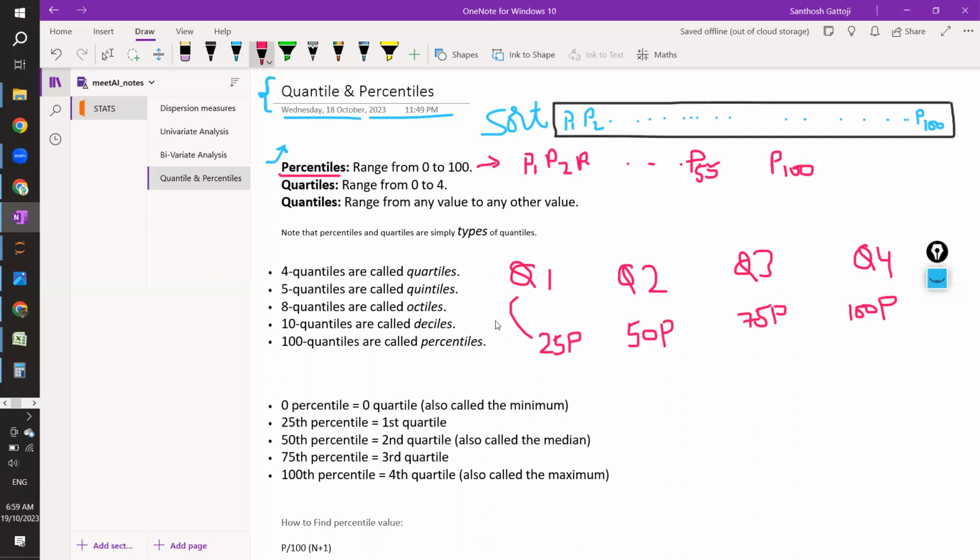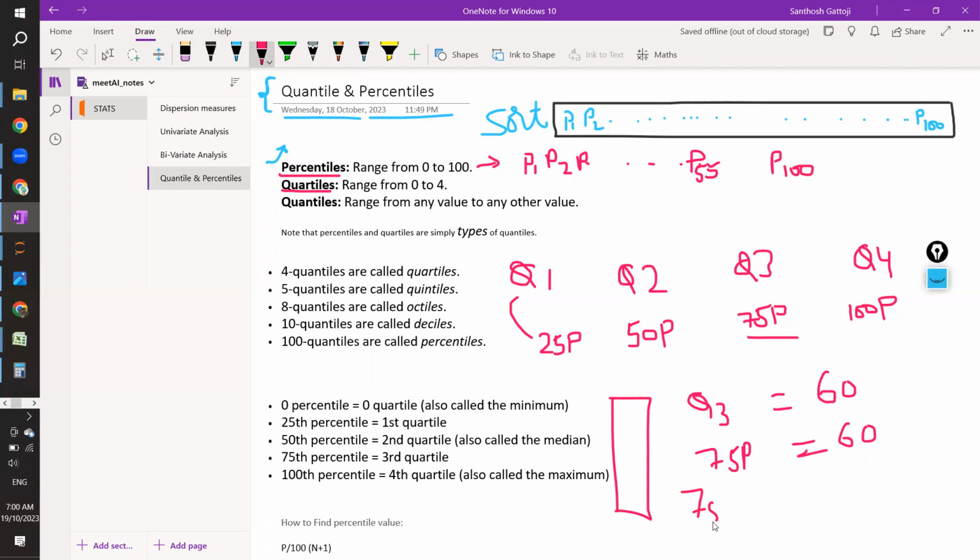We are just taking 25 values at a time. So here we have 100, and here we have only 4. If I say in a given data quartile 3 is less than 60, that means the 75th percentile is... actually it's not less than 60, it is equal to 60. Sorry. So we'll say quartile 3 of the given data equals 60. That means the 75th percentile equals 60, which means 75 percent of the data is less than 60.